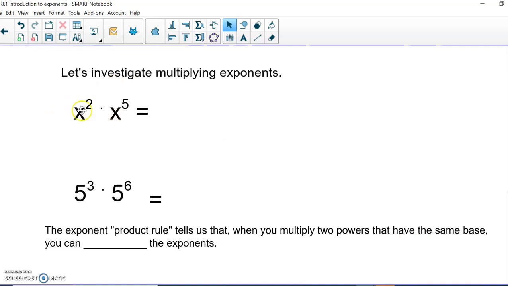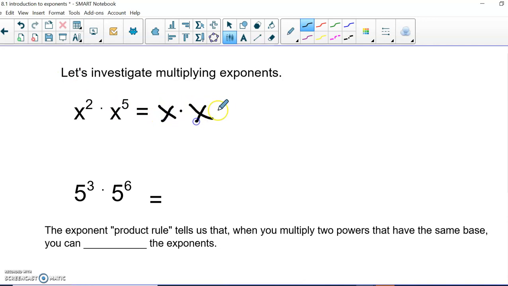Let's investigate multiplying. If you have two exponents with the same base, let's see what that would look like. So x to the second power, or we say x squared, we all know is x times x. If we multiply that times x to the fifth power, x to the fifth power is 5 x's, 1, 2, 3, 4, 5. And when we multiply those together, we end up with x to the seventh power, 7 x's.